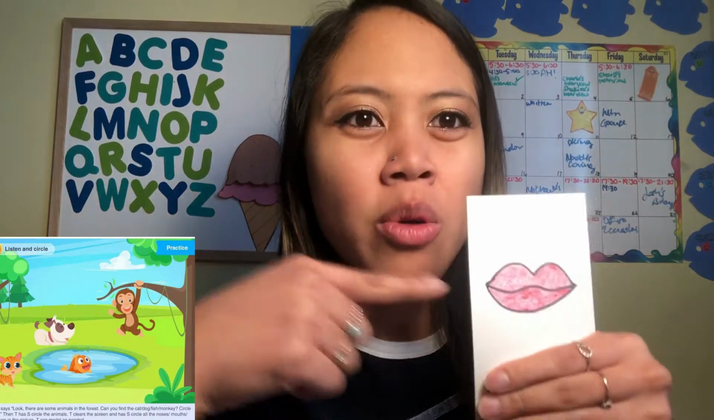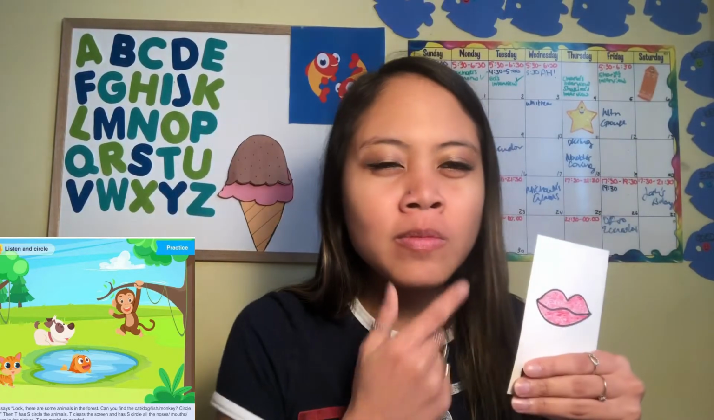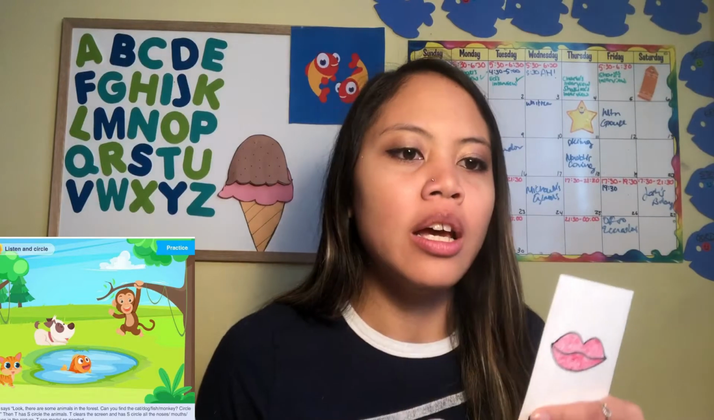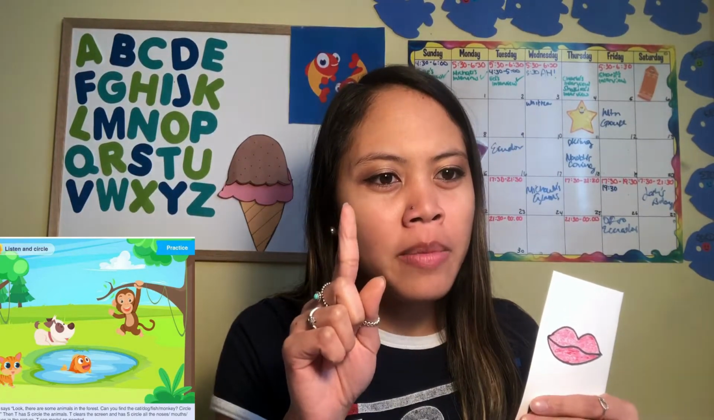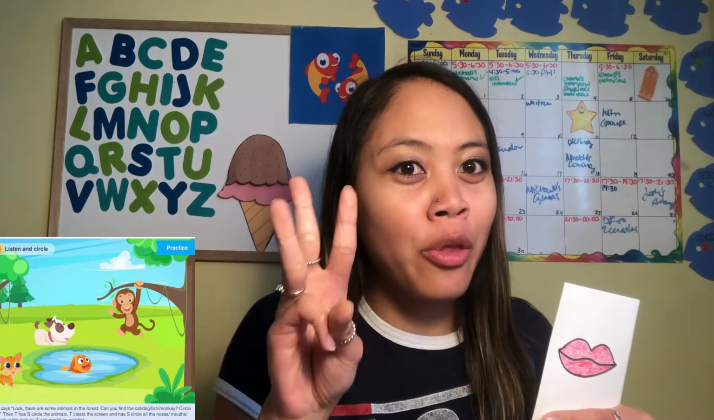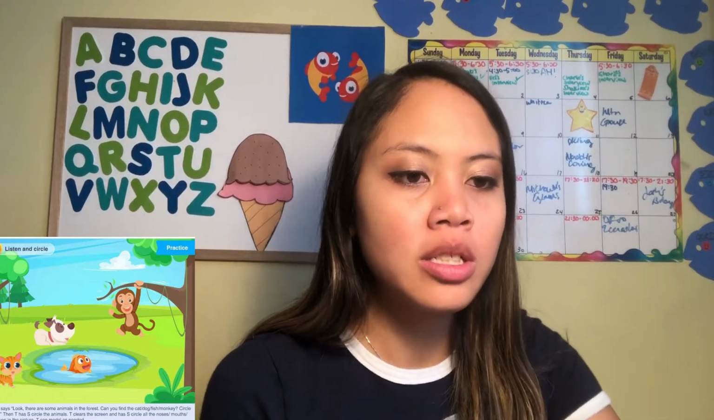So same goes with mouth. Say, can you circle mouth? And then after they do one, just be like, one, two, three, four, mouths. So yeah, you just keep doing that for all the body parts.